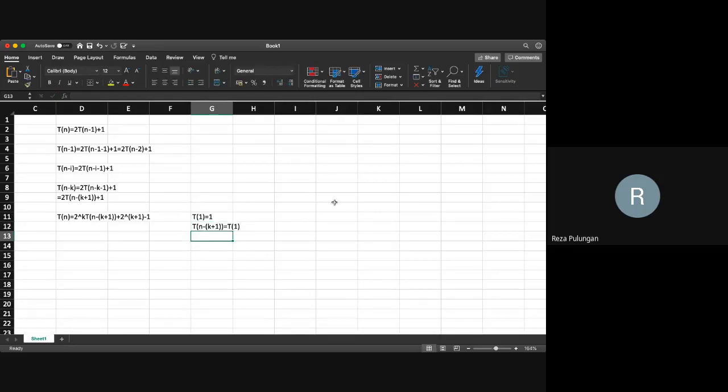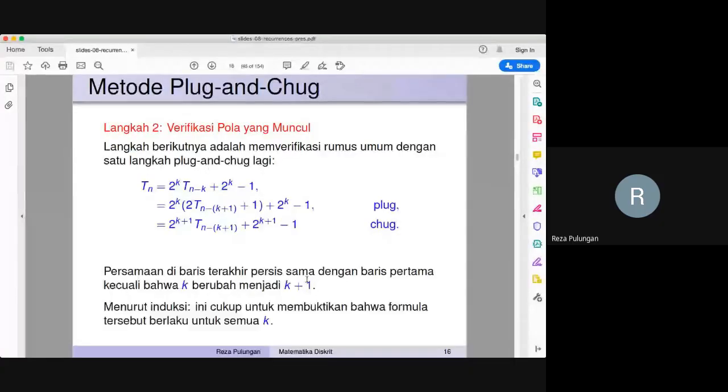Well, what does it mean? Well, this simply means that n minus k plus 1 will be equal to 1. You see? So, if this is it, what do I do right now? Well, find the form of n. So this is basically what I do in the slide. Let me return again to the slide.